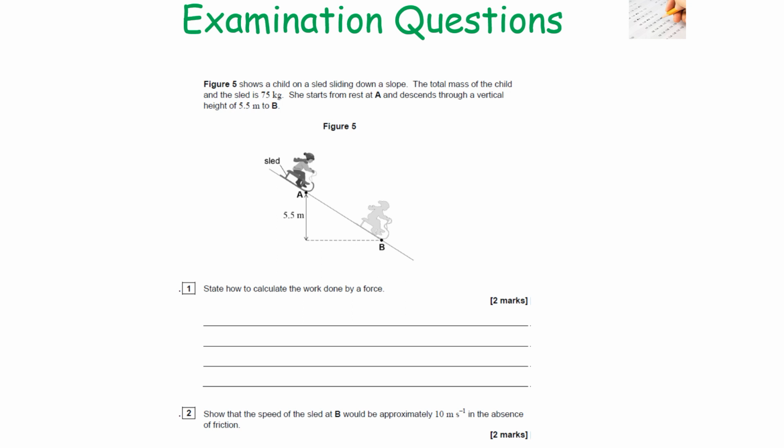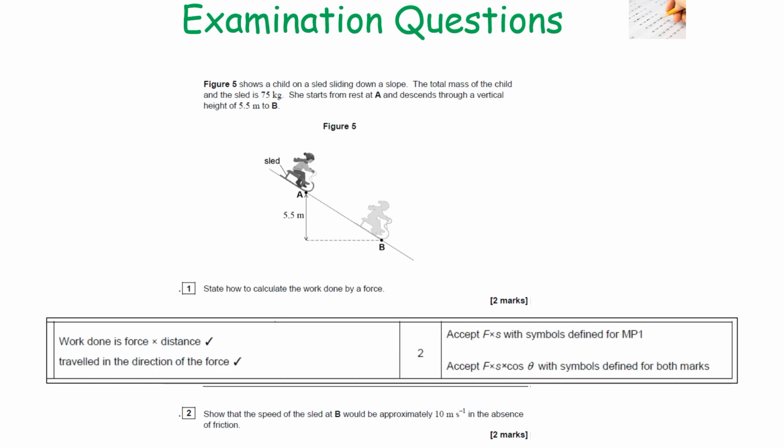Right, so how do you work out work done? Well, we know that work done is equal to force times distance, but that's not the complete equation, because it's actually force times displacement. So it's force times the distance travelled by the object in the direction of the force. You could also say that this is F times s times cos theta, because s cos theta gives you the distance in the direction of the force.